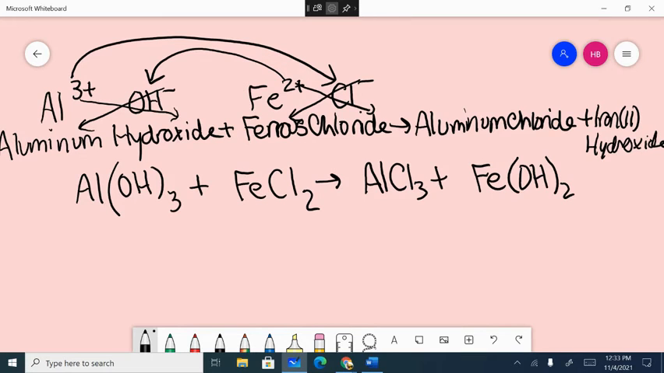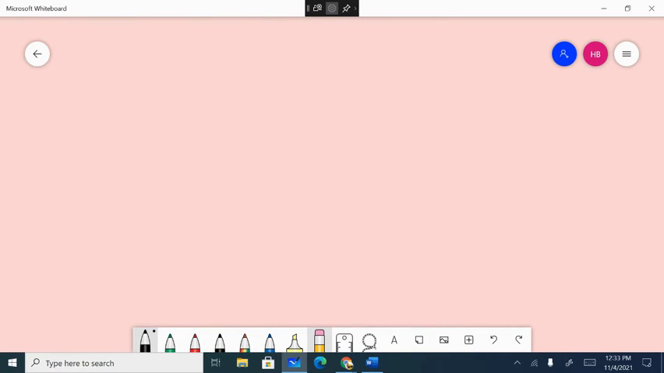We have 3 hydroxides in the reactants, 2 hydroxides in the products. Who remembers, what am I supposed to do when I have 3 and 2? Yes. Double the odds. So let's put a 2 here. And you're going to notice the rest of them really seem to fall in place. So this is my balanced equation for number 3. Let's go on to number 4.